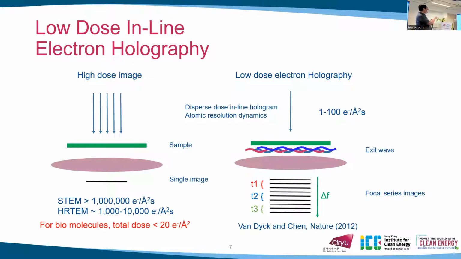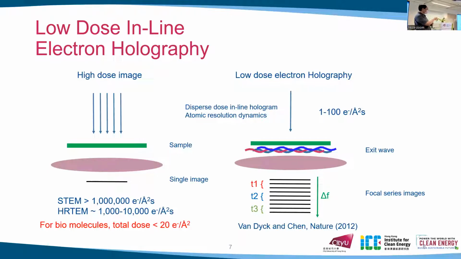So conventionally, we try to look at the clear image. To see clear images, we need to use a high dose. Usually here is a number of techniques like STEM, TEM, scanning TEM, HRTEM. But for beam-sensitive materials, if we give too many electrons, we cannot see it, because the material will be damaged by the electron beam.